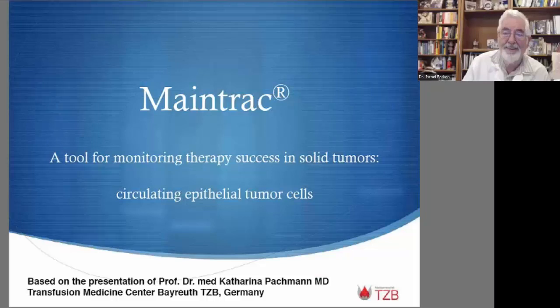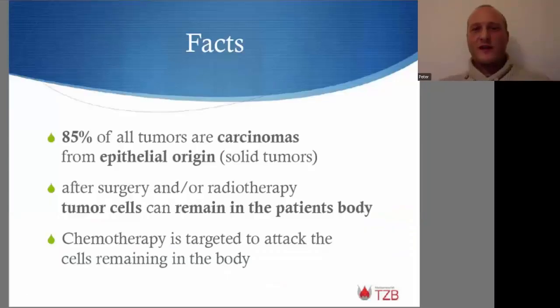Circulating tumor cells are cells that disseminate from solid tumors. 85% of all tumors are carcinomas of epithelial origin, so they are solid tumors. And even after surgery or radiation, tumor cells can remain in the patient's body. Chemotherapy, or a therapy with any substance that helps the patient, is targeted to attack the cells remaining in the body.